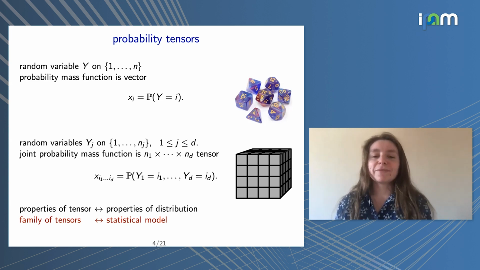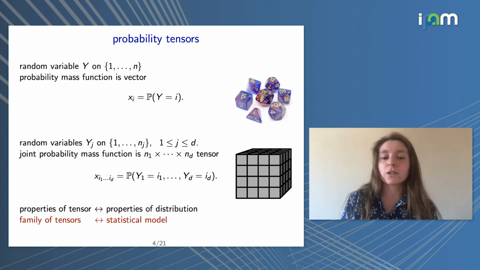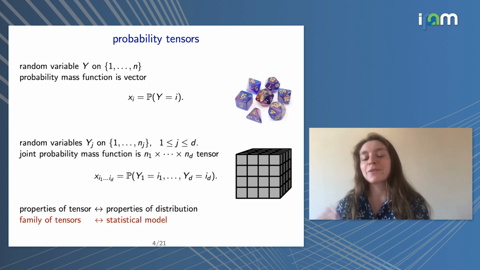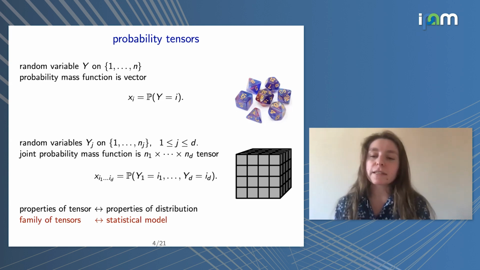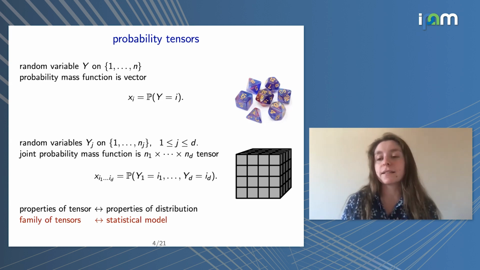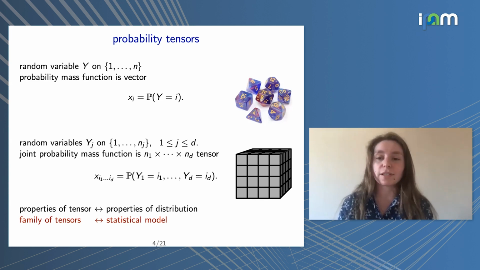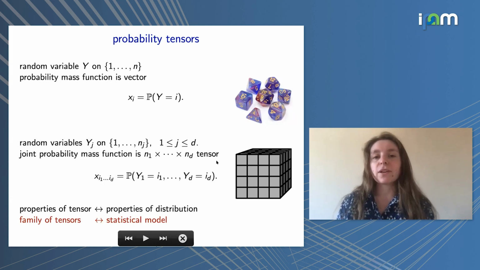But that's not a full justification. The hope is that we can study properties of this tensor and connect the properties of the tensor to the properties of our probability distribution. And then considering this not just for one tensor, but for a collection, we hope that there are some nice families of tensors that we can understand, and that these will have some statistical meaning. So these will correspond to some statistical models that could be of interest. All right, so that's the idea.